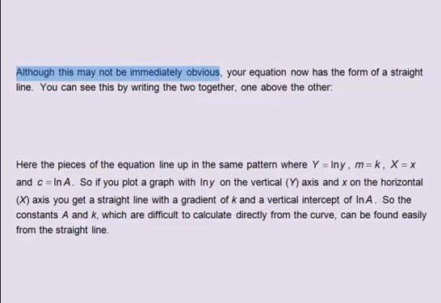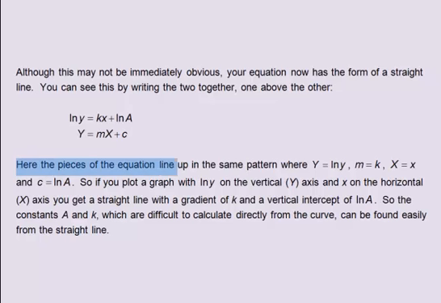Although this may not be immediately obvious, your equation now has the form of a straight line. You can see this by writing the two together, one above the other. The natural logarithm of y equals kx plus the natural logarithm of a, above capital Y equals m multiplied by capital X plus c. Here the pieces of the equation line up in the same pattern where capital Y equals the natural logarithm of lowercase y, m equals k, capital X equals lowercase x, and c equals the logarithm of a.